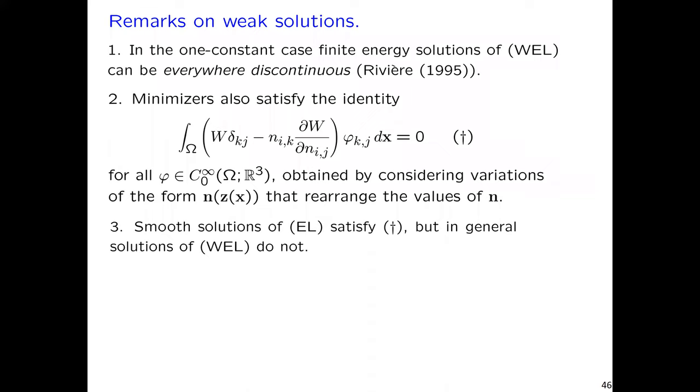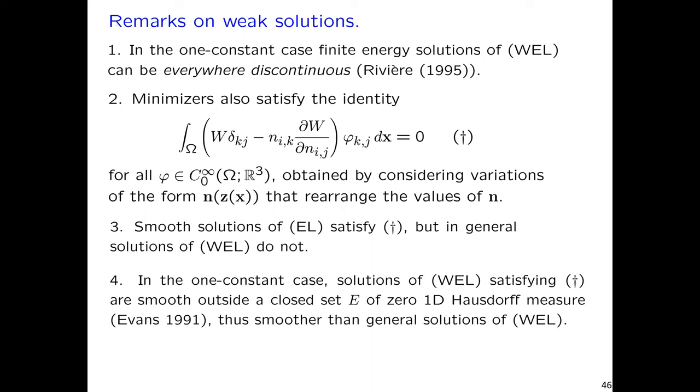It's an extra sort of first order condition which is satisfied by minimizers. An n that satisfies this is called stationary. And in the one constant case, solutions of the weak Euler-Lagrange equation that satisfy this stationarity condition are smooth outside a closed set of zero one-dimensional Hausdorff measure, proved by Craig Evans. So therefore, they're smoother than general solutions of the Euler-Lagrange equation. So it's a quite tricky situation.